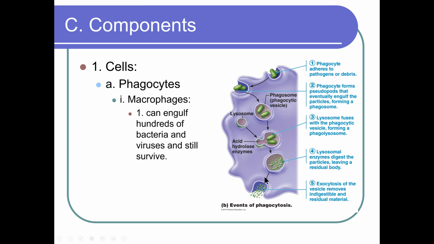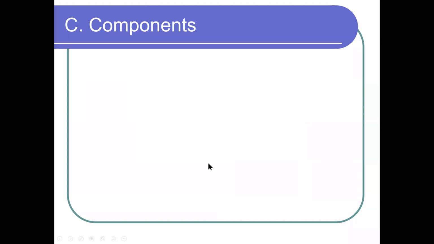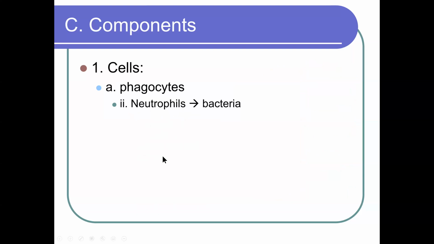If there's obviously anything there they could utilize, they would use it, but most of the time they're just expelling the parts. They can engulf hundreds of bacteria. They also can engulf invaders and cell debris. Frequently they are killed in battle. All this debris constitutes pus and exudate. They talk about macrophages, but you also need to include neutrophils in here. Oh yeah, here they're talking about neutrophils. Neutrophils are also one of the phagocytes.